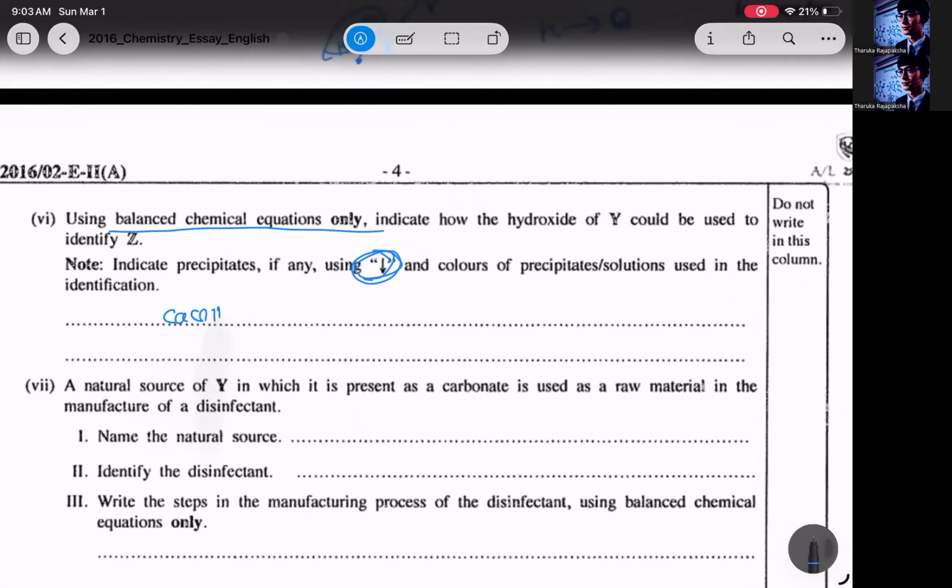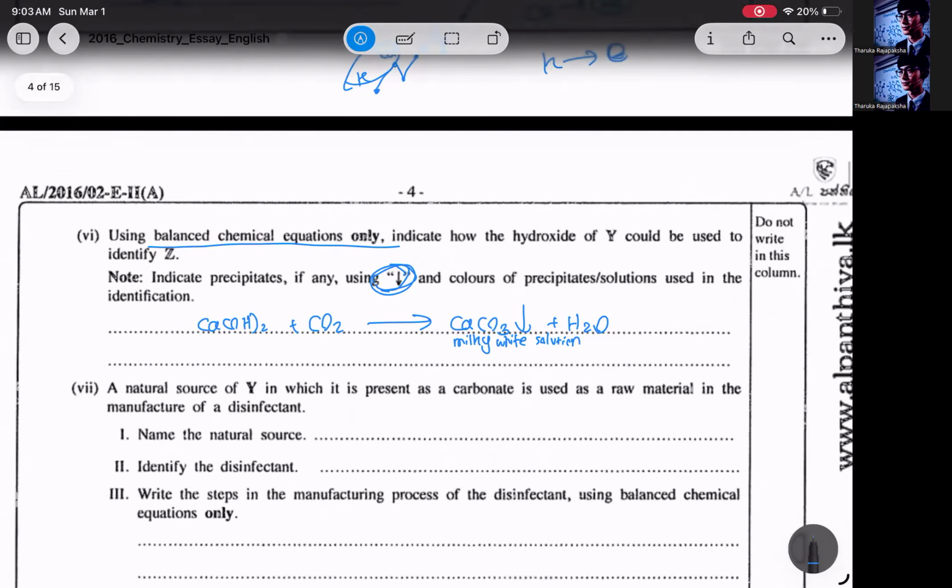So calcium hydroxide is going to react with carbon dioxide to form calcium carbonate plus H2O. You can balance this reaction on your own. Now calcium carbonate will form a precipitate. You call that a milky white solution. Then calcium carbonate excessively reacts with carbon dioxide and water to form calcium bicarbonate. Now this is going to be colorless. So you can write this down.